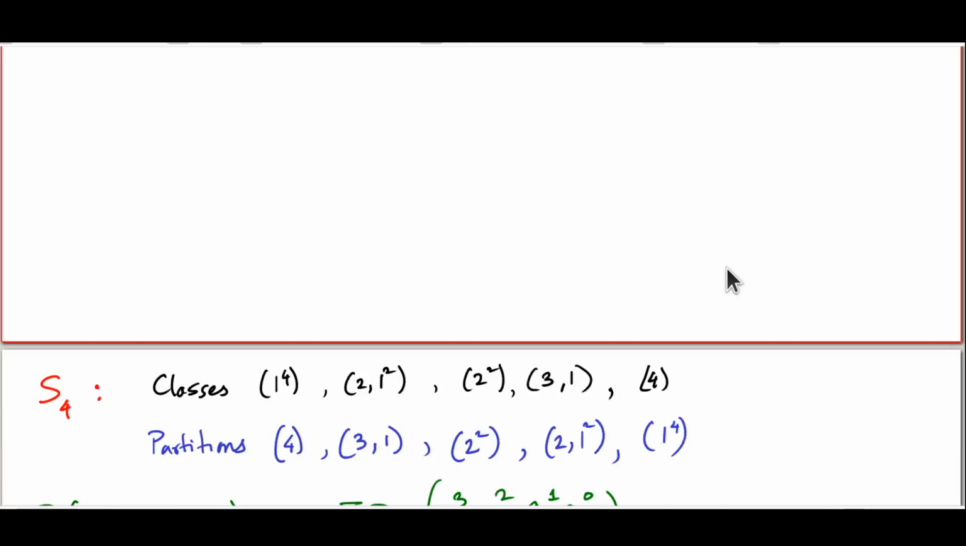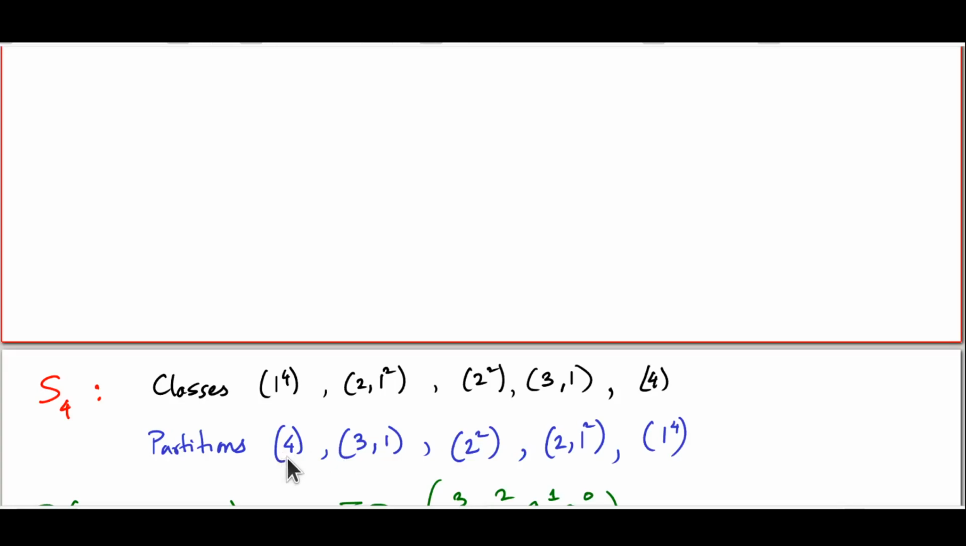And here, let me remind you that S4 has the following classes. A class with 4 1 cycles, that of course is the identity. Then there's another class with 1 2 cycle, 2 1 cycles. Another class here with 2 2 cycles. A class with 1 3 cycle, 1 1 cycle. Another class with a single 4 cycle.